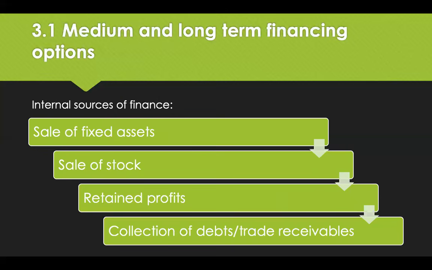Now, organisations can use short, medium, and long-term sources of finance. So short-term finance is generally used for operational expenditure for periods of less than 1 year. So, for example, the sale of fixed assets or stock. Medium and long-term sources of finance are generally used for capital investment. That will appear on a company's balance sheet.